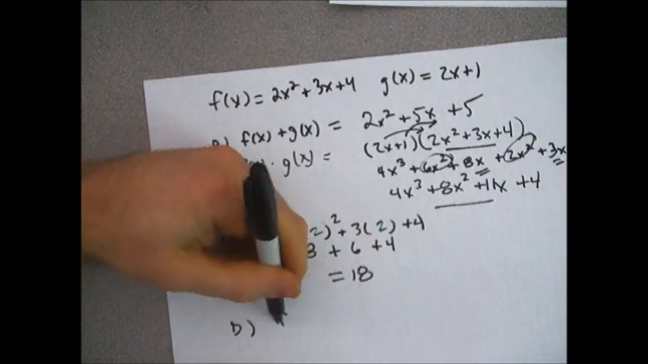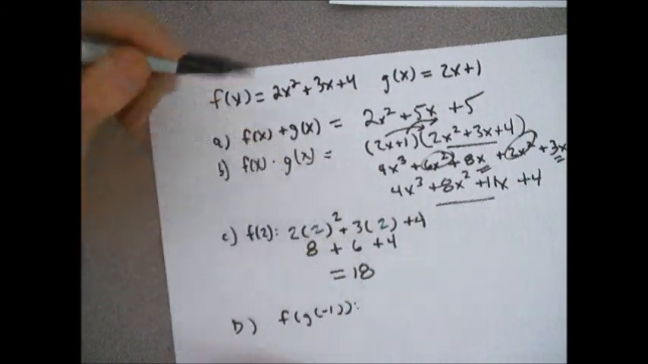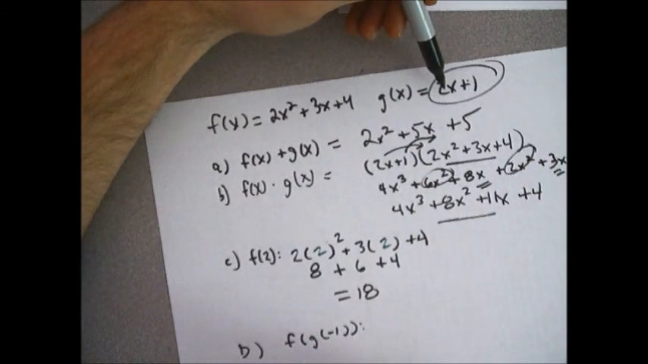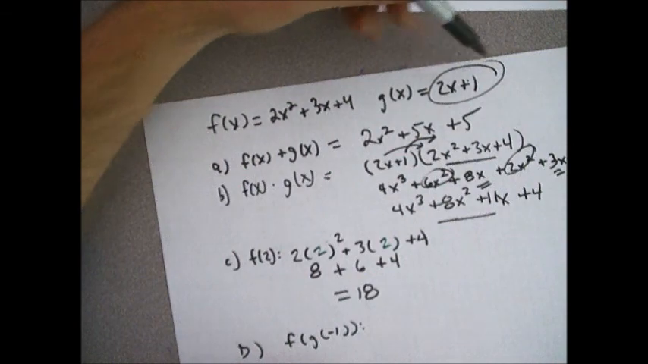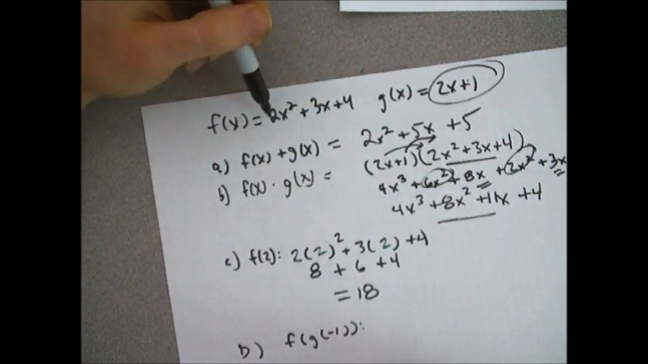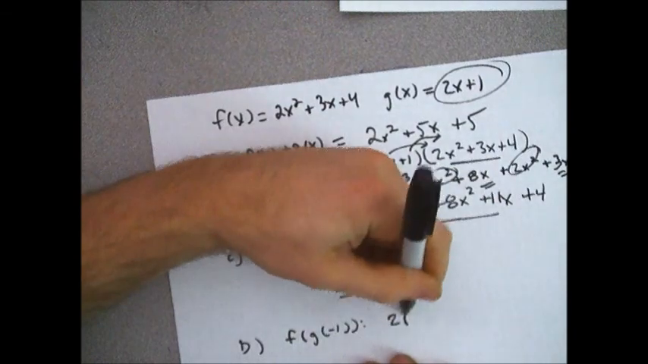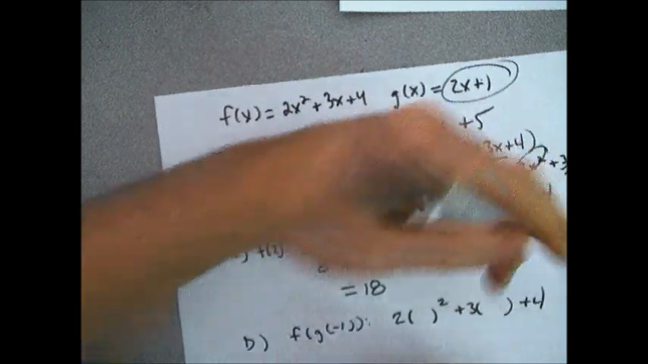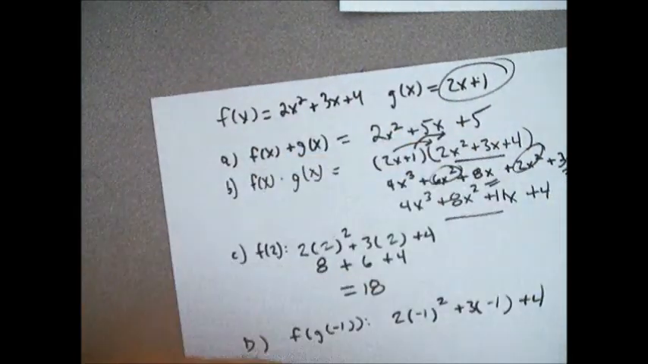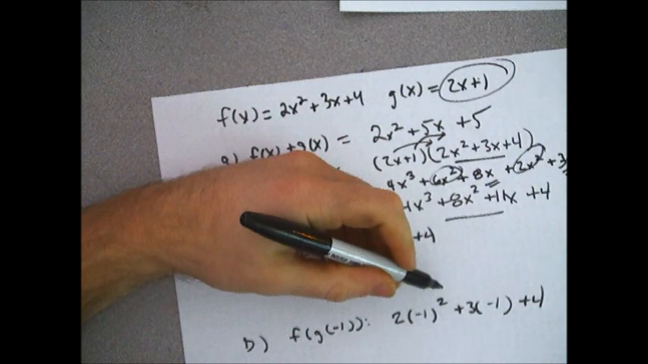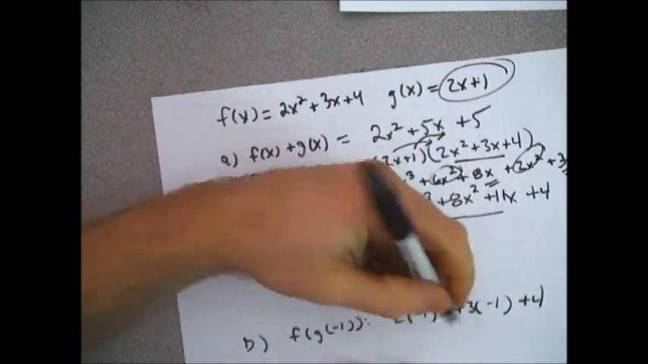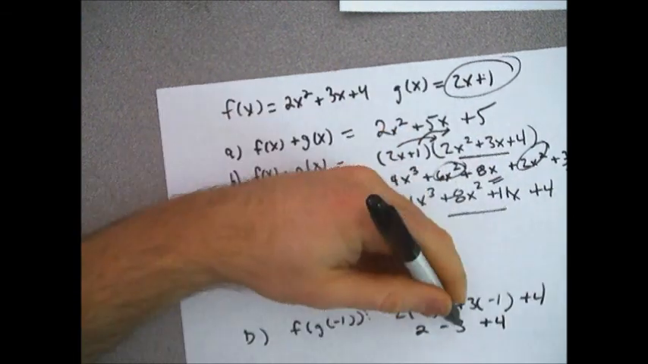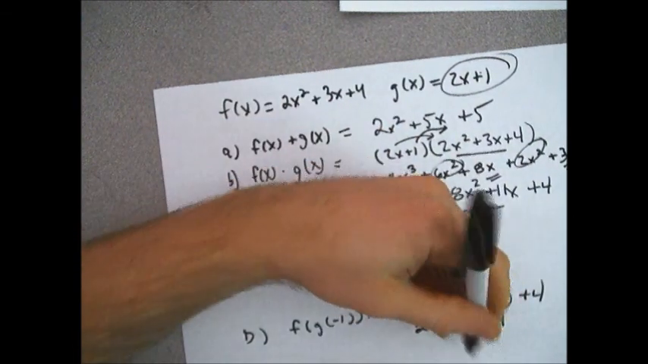Part D, f of g of -1. Means I plug -1 into g. What does that give me? 2 times -1 is -2, and -2 plus 1 is -1. So I take that -1 and plug it into f. So 2 times that squared plus 3 times that plus 4, and my that is -1. -1 squared is what? 1, and 1 times 2 is 2, then 3 times -1 is -3, plus 4. 2 minus 3 is -1, and -1 plus 4 is 3.